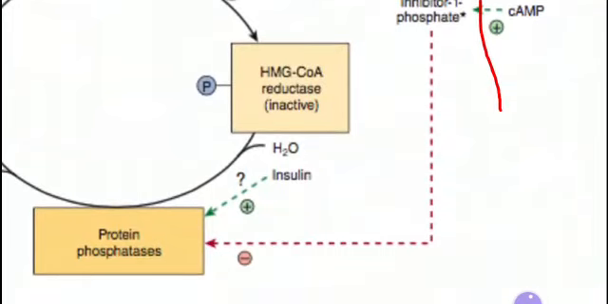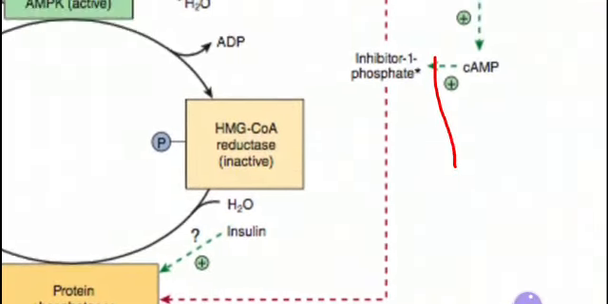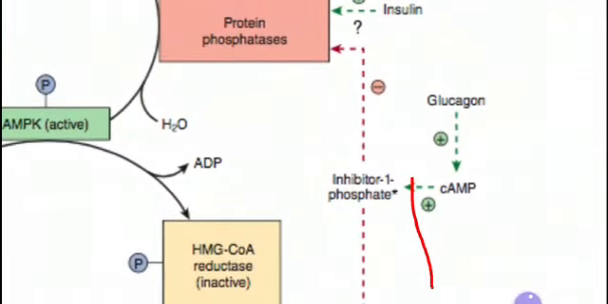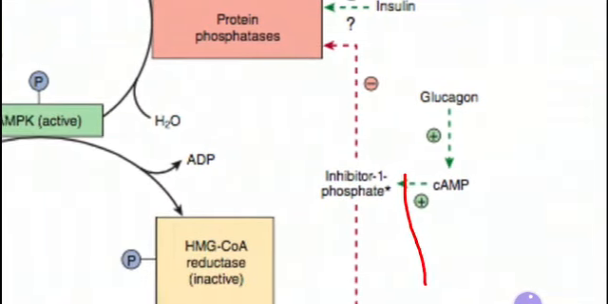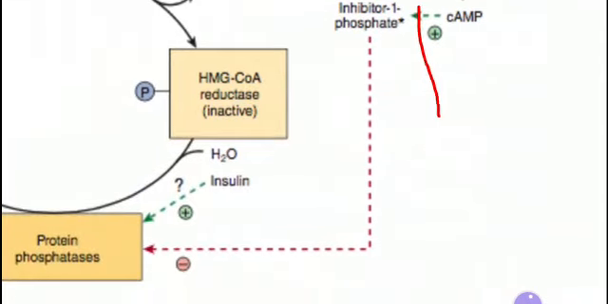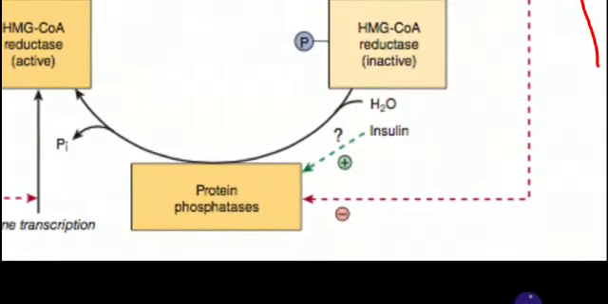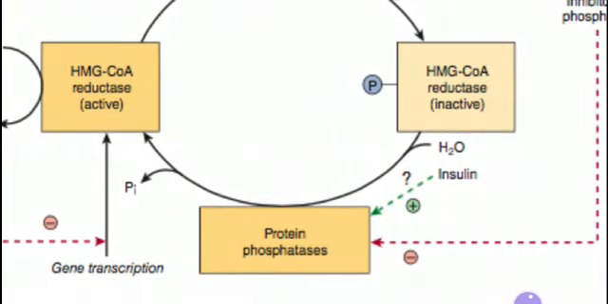And also here you are seeing the role of glucagon. When there is glucagon, it means the cells are not in the well-fed state, they are in the fasting state, and then cAMP will be formed, which will negatively regulate, or down regulate, the HMG-CoA reductase. It will inhibit protein phosphatases.